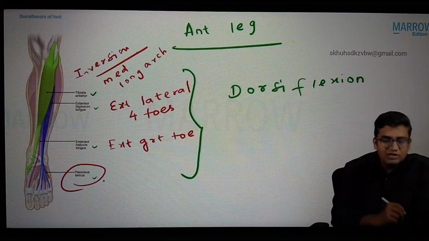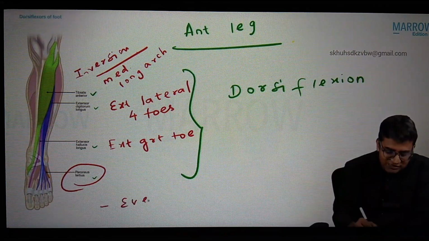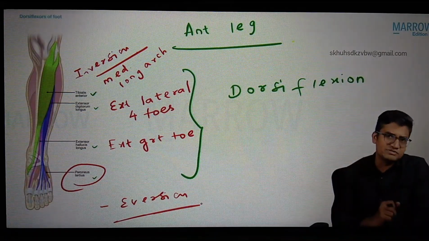One more muscle we have. Now peroneus tertius muscle is a helping or assisting muscle for eversion. It is not a main muscle. Eversion is done by peroneus longus and peroneus brevis.